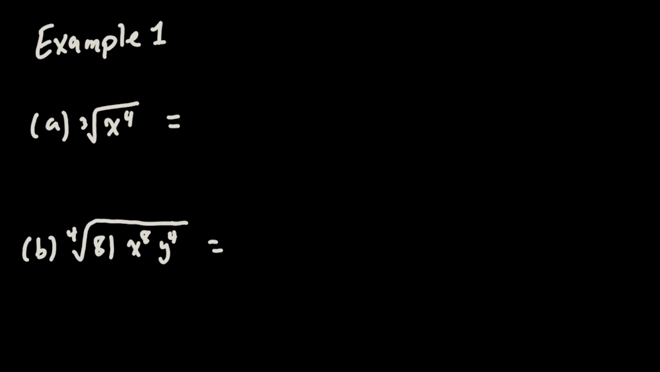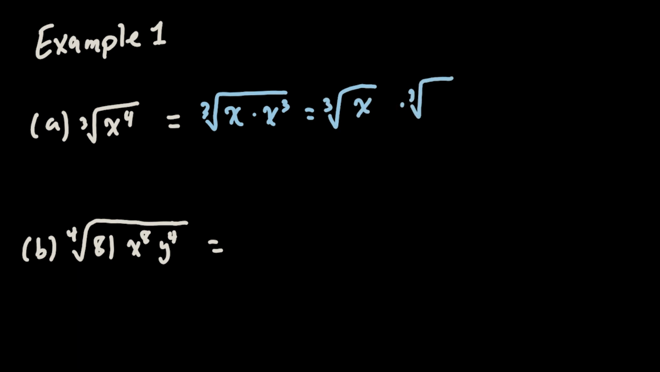Let's see example number 1. Part A says if we have the third root of x to the power 4, we can just rewrite it as the third root of x multiplied by x to the power 3. Then we can separate them, so we have the third root of x multiplied by the third root of x to the power 3. That equals the third root of x, and here we can just write it as x. So this is the final answer.